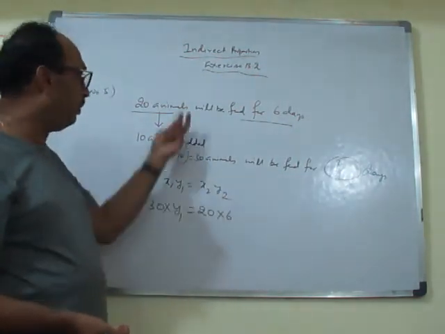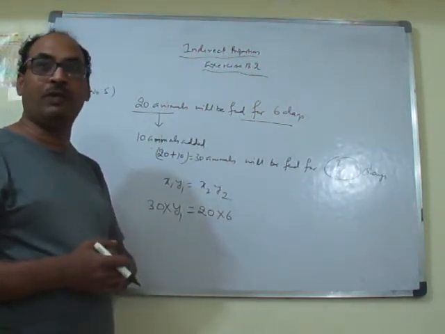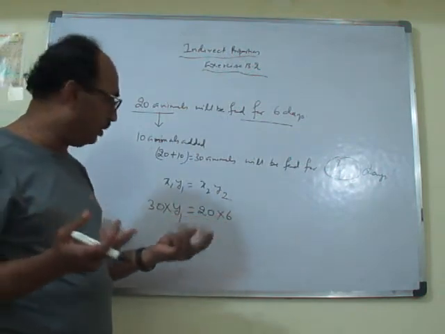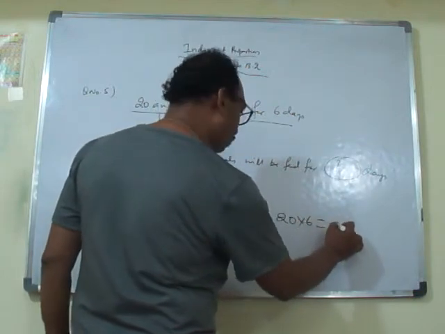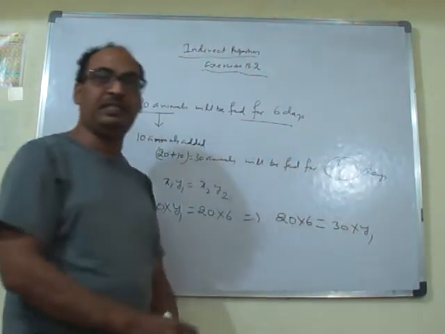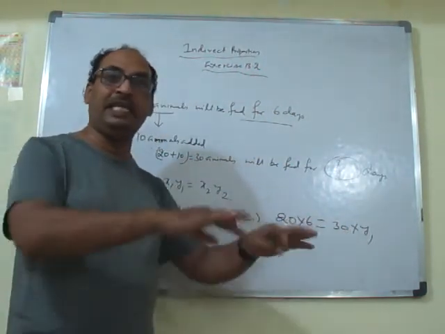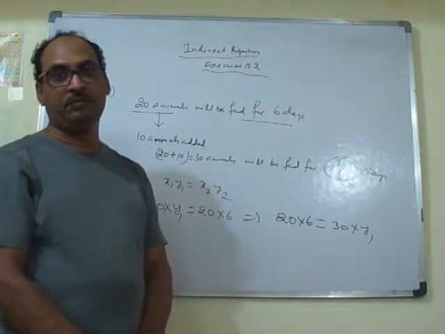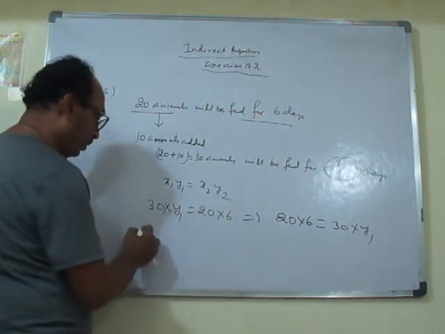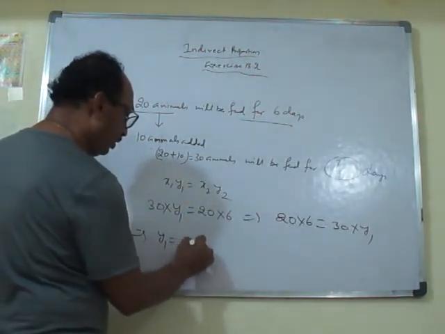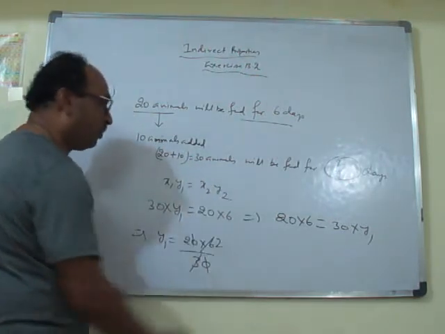We can write here, you may say that sir, this is x1 y1, this is x2 y2, why are you writing it like this? No problem, we can write it like this. 20 into 6 is equal to 30 into y1, nothing is changed. If equal to is there in between, LHS and RHS can be interchanged any time. So there will not be an issue. Okay? Right. So from here, y1 is equal to 20 into 6 by 30, cancel 2.